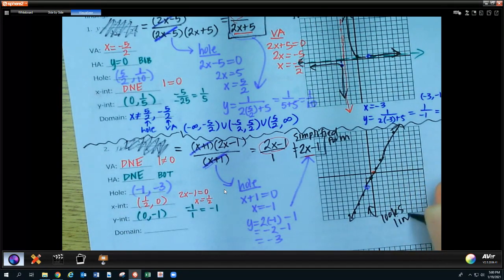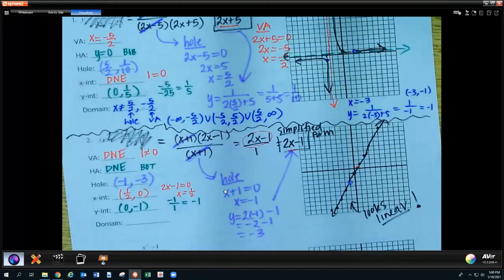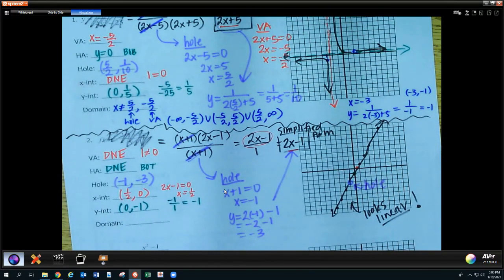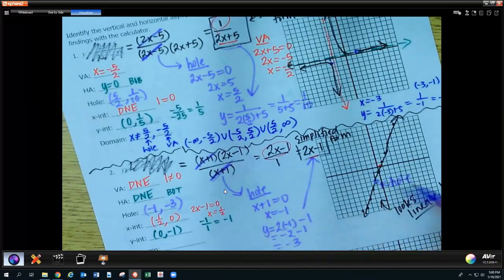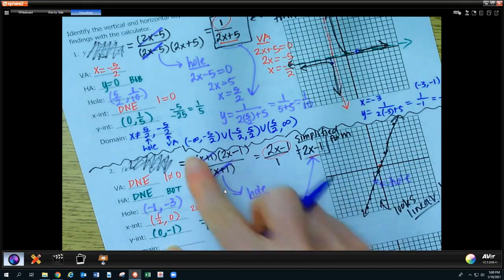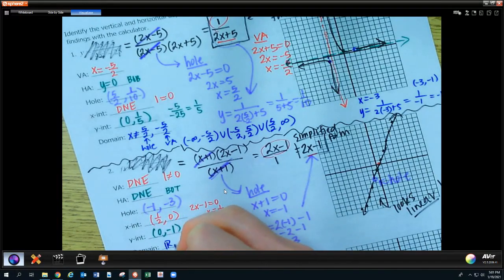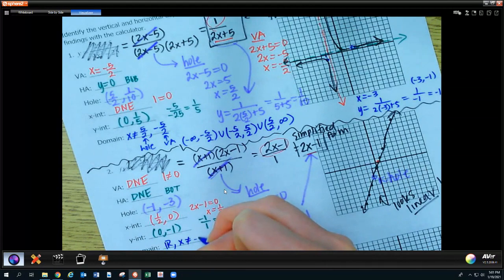Looks linear, only there's a hole in the graph. When we are talking about domain, the domain is all real numbers except where the hole is. That's our only restriction because there's only one factor on the bottom. So all real numbers except x cannot equal -1.